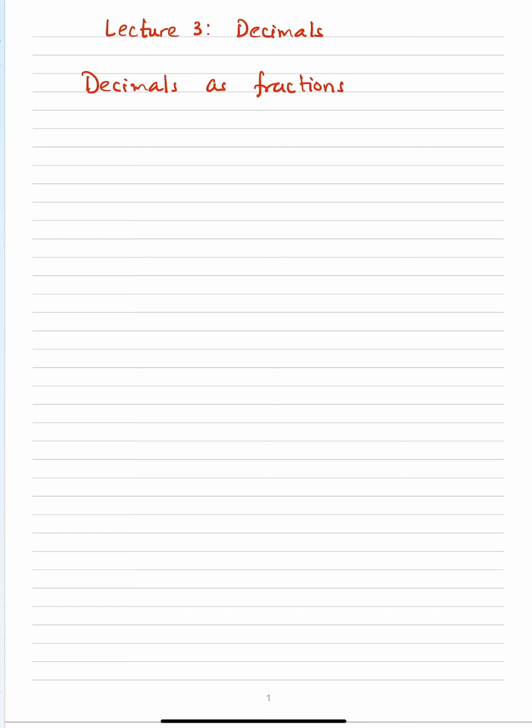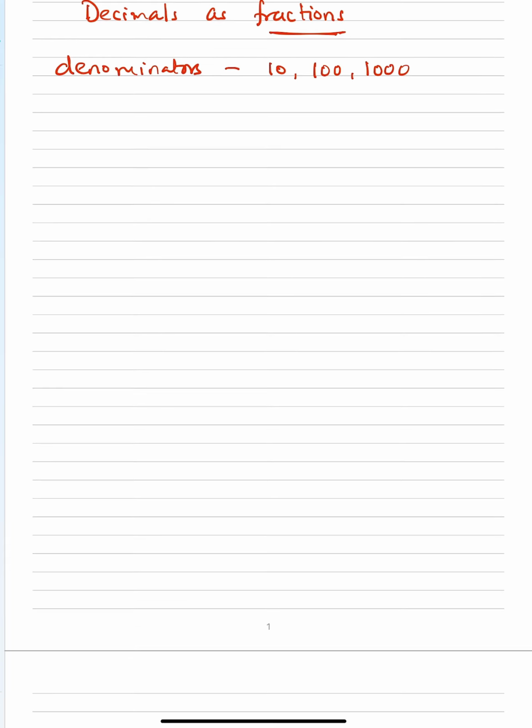But in these fractions the denominators will be 10, 100 and 1000. Okay? That means decimals are another name for fractions whose denominators are 10, 100 and 1000. To understand this, let us draw one bar and divide it into 10 equal parts. First we will learn about the denominator 10.